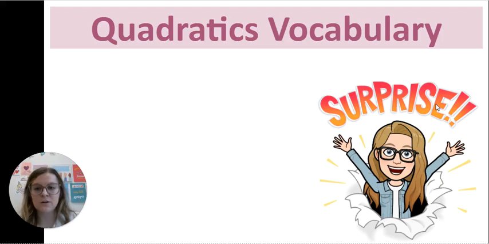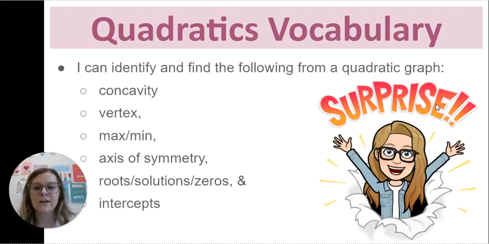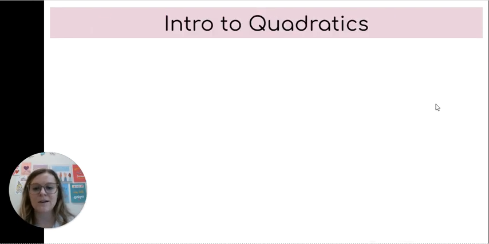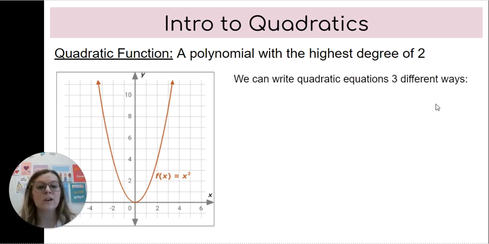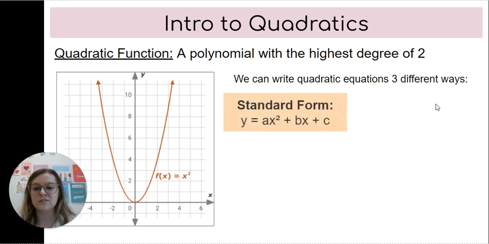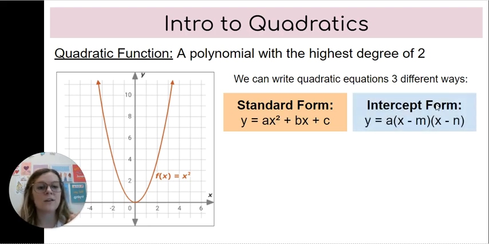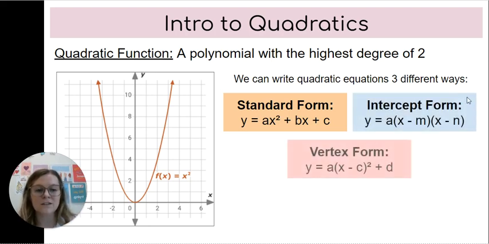Everybody, in this video we're going to talk about quadratics vocabulary and we're going to go over all of these different definitions and what they mean. Okay, so let's start with a reminder of what a quadratic function is. Remember, it is a polynomial with the highest degree of 2. We can write the quadratic function 3 different ways. So we're going to kind of talk about this unit. We're going to talk about standard form, intercept form, and then lastly, vertex form, okay?